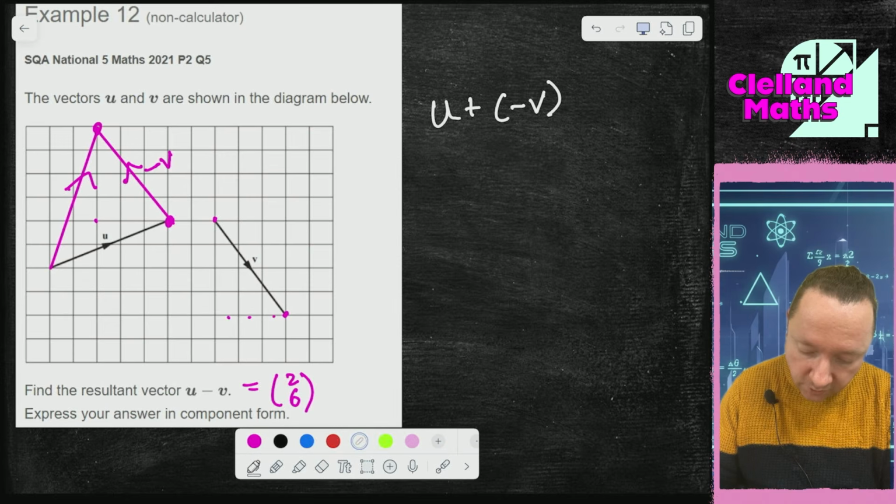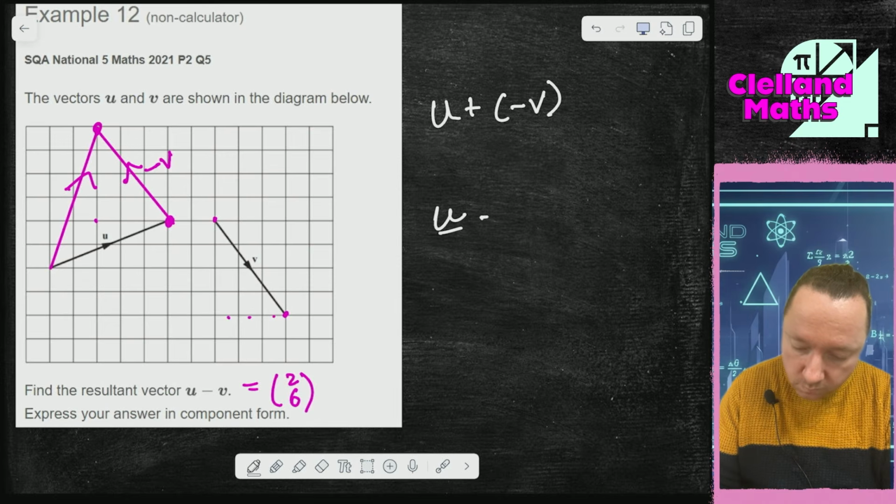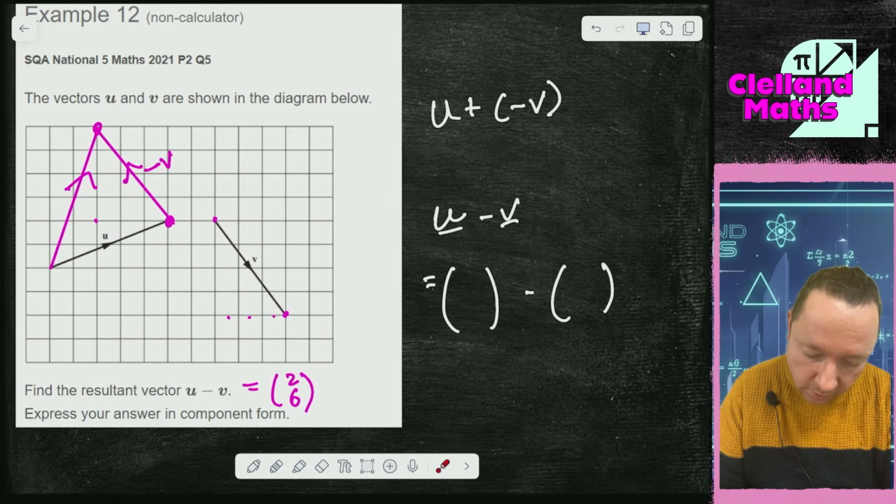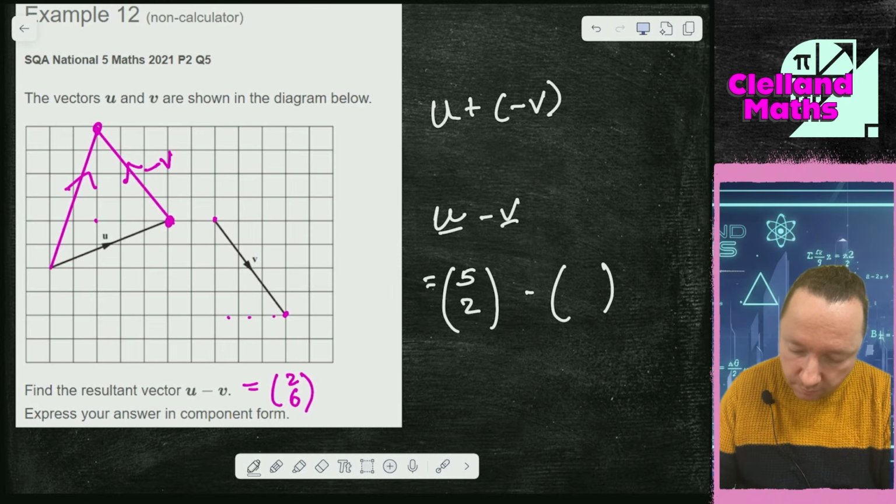If we're going to do U minus V, then we can just write down U minus V. Well, what is U? It's starting here, because it goes to there. 1, 2, 3, 4, 5 along and 2 up. (5, 2). Minus V, well, I'm just looking at my normal V now.